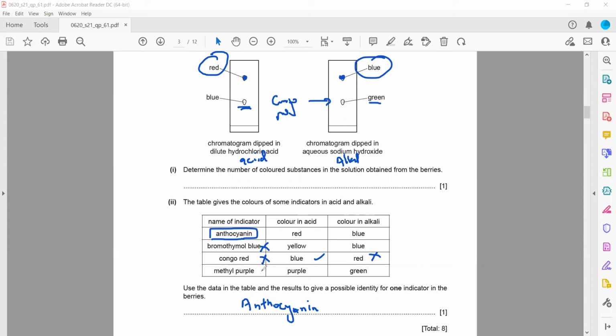Then we check methyl purple. Methyl purple should be purple, but you don't see any spot in acidic condition. It should be purple, but there is no spot of purple color. That's why there is no methyl purple. So one of the possible indicators present is anthocyanin, which is red in acidic, and in alkaline it is blue in color.